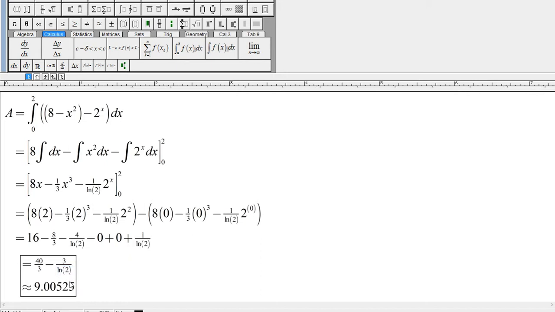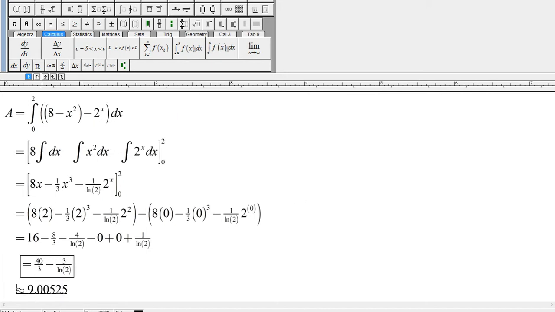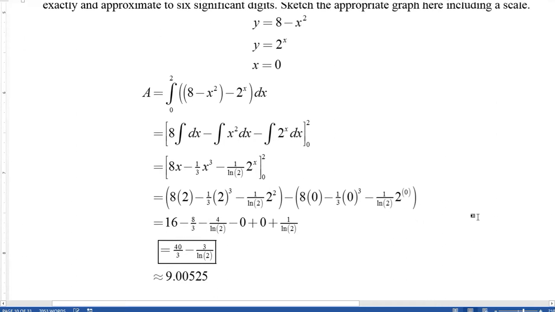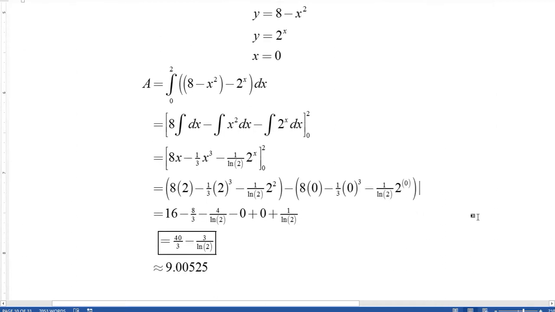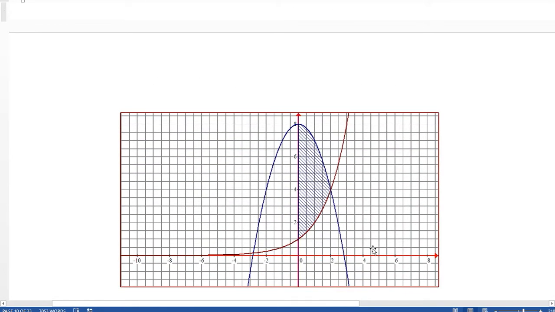So the exact answer, what I've got in the box there, is 40/3 minus 3 over the natural log of 2. That is the exact value for that area. That last part is our approximation. Approximately, that's about 9. It's actually an irrational number, but it's close to 9 when it's all said and done. And again, here is the region.